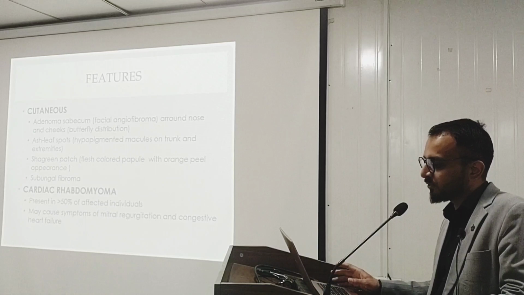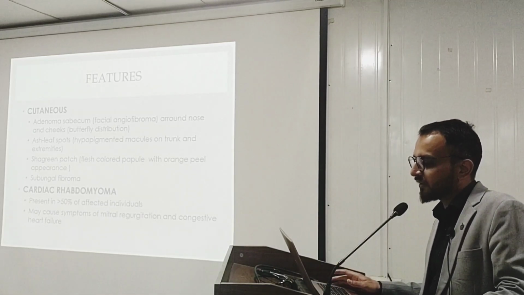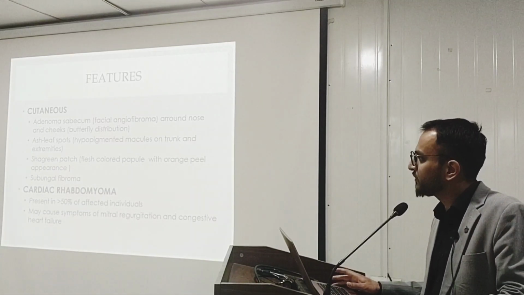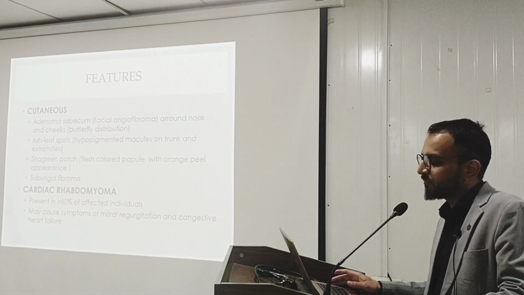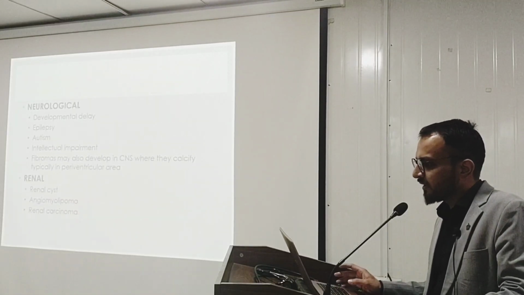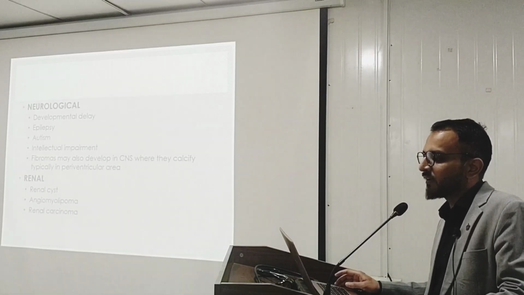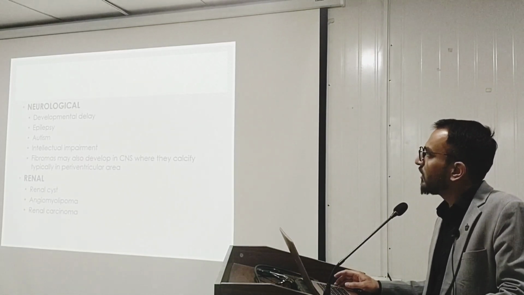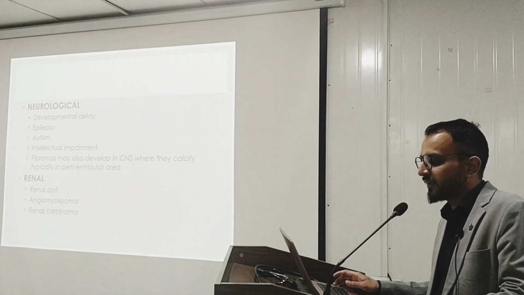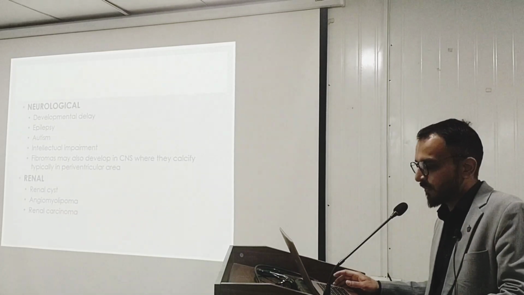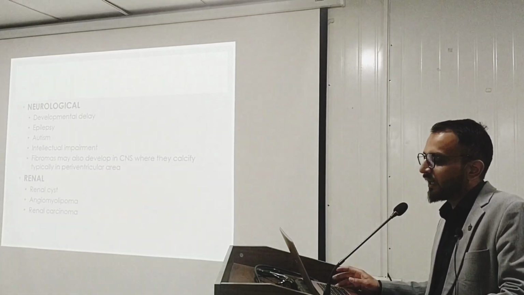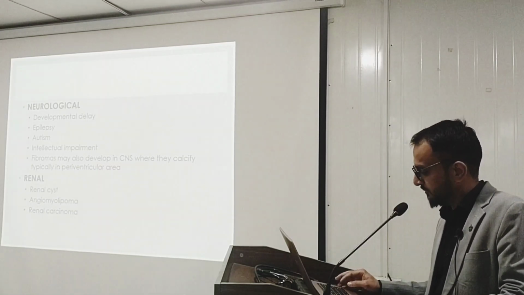Other system that tuberous sclerosis complex involves is the cardiac system, that is cardiac rhabdomyoma, that presents in more than 50% of affected individuals and may cause symptoms of mitral regurgitation and congestive heart failure. Involvement of neurological system is developmental delay, epilepsy, autism, intellectual impairment. Fibromas may also develop in CNS where they calcify typically in periventricular area. Involvement of renal system causes renal cyst, angiomyolipoma, and renal carcinoma.